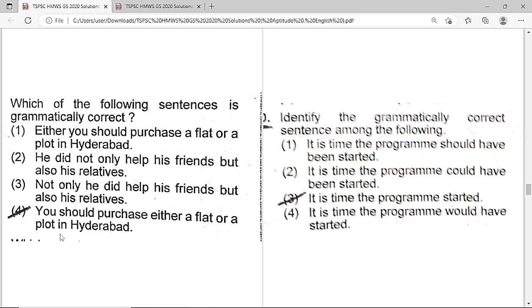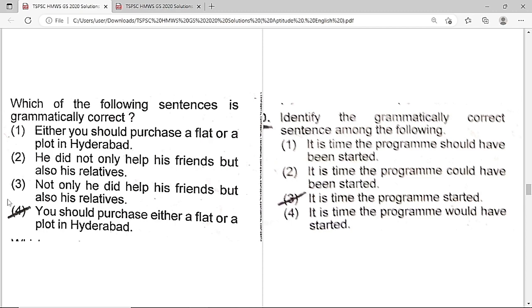You should purchase either a flat or a plot in Hyderabad.